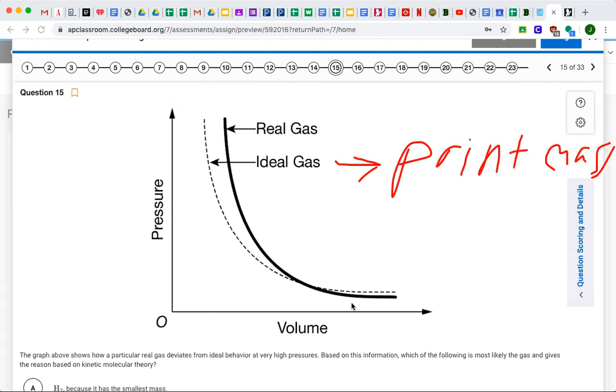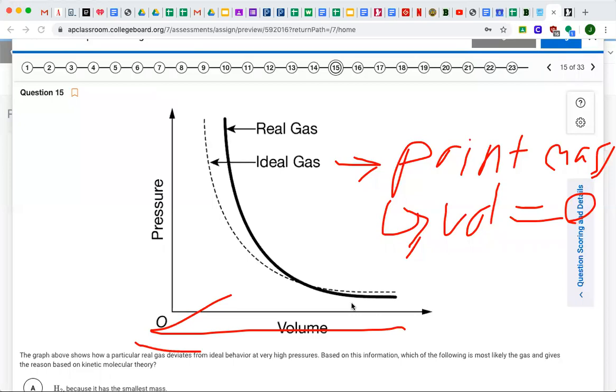Okay, that means volume equals 0. It has no volume, but it does have mass, right? And so when you decrease the volume for a real gas, at some point you get into a situation at which the gas's real volume becomes a factor. And so it starts bumping into itself, right? Like gas particles start colliding with each other.